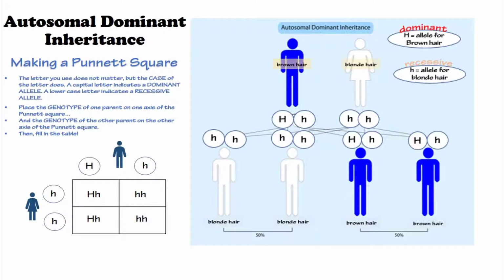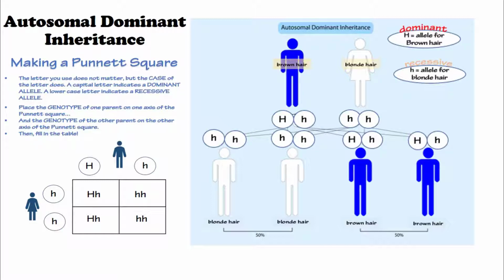Here is an example of autosomal dominant inheritance. A good way to work these types of problems is to make a Punnett square. The letter that you use is not important, but the case of the letter is. A capital letter indicates that it is a dominant allele. A lowercase letter indicates a recessive allele.